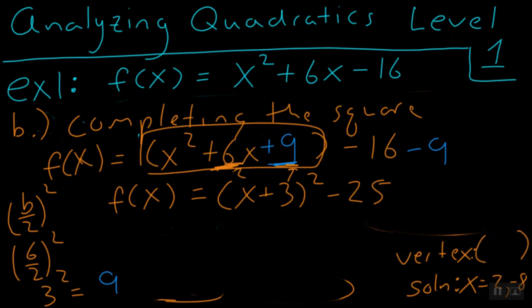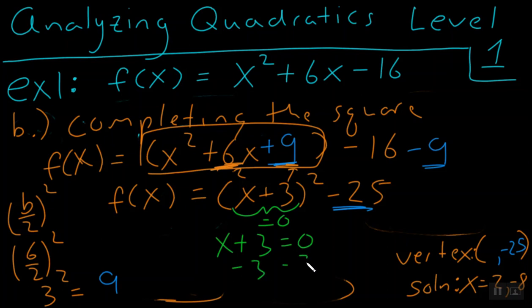I know that whatever value I see over here is always going to be my y value. So I have a negative 25 for my y value. However, I always have to set my grouping equal to 0. So I have x plus 3 is equal to 0. And I can subtract 3 from both sides, and x is equal to negative 3.